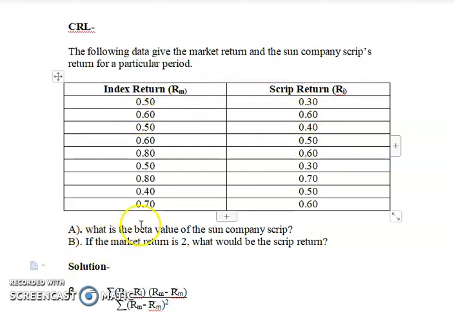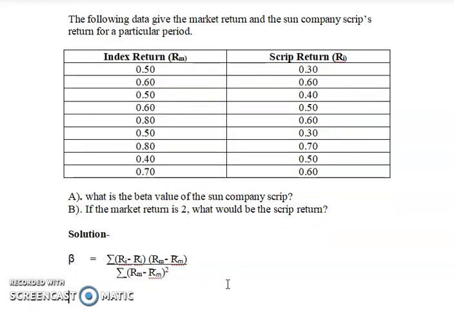What you must understand is, first they are asking you to calculate the beta value of the Sun company's return. And if the market return changes, for example the market return is 2, what would be the script return? We'll just see how we calculate the beta first.